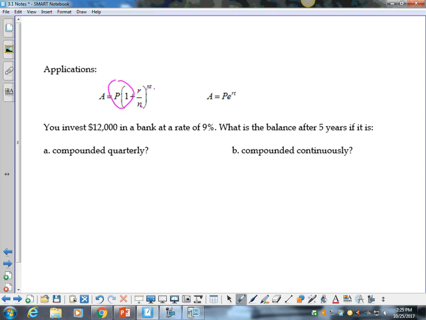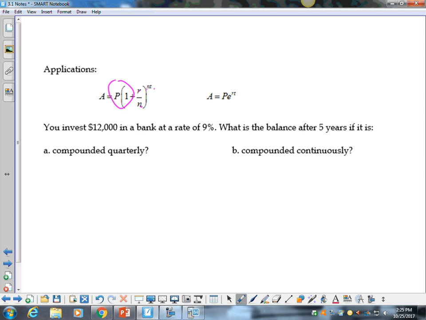Now, there are places that compound continuously. Doesn't that sound like something we would want? I want my interest all the time. Like, keep hitting that total button. I want all my interest all the time. This is compounding your interest continuously. That's PERT, P-E to the R-T.